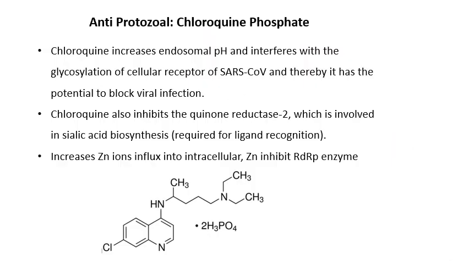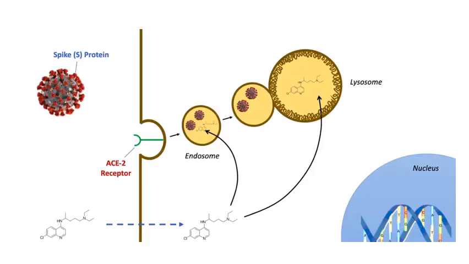Now chloroquine phosphate. There is a tremendous need worldwide regarding chloroquine. Chloroquine increases the endosomal pH and interferes with the glycosylation of the cellular receptors of SARS-CoV. Chloroquine also inhibits the quinoline residues, which are involved in sialic acid biosynthesis. So this is the diagram.